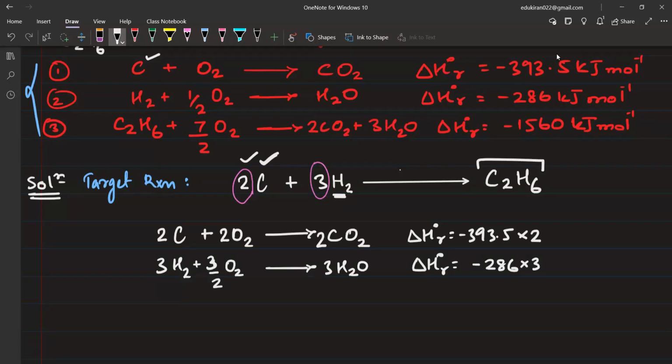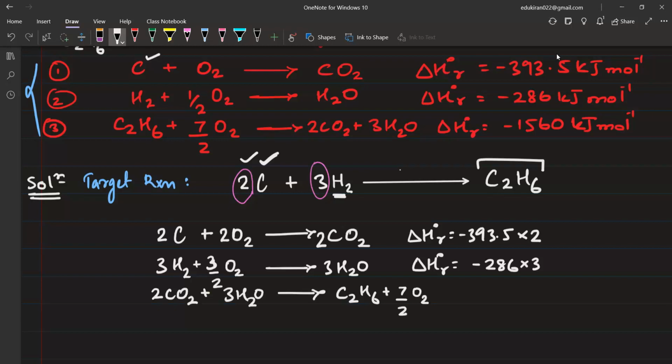Do we see C2H6 in any of the reactions? Yes, sir. Which one? Third one. But what is the problem? We need C2H6 in the reactant or product? Product. We need it in product, है ना, Mariam? And it is given in the reactant. So we will reverse it. पलट देंगे ना? पलट दें. So you will write here 2 CO2 plus 3 H2O gives you C2H6 plus 7 by 2 of O2.